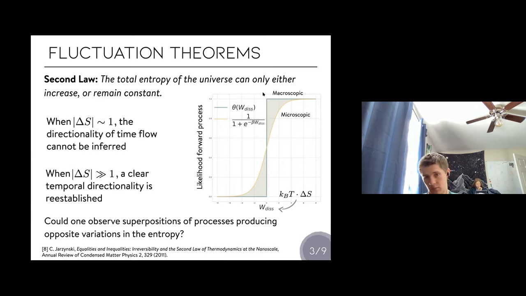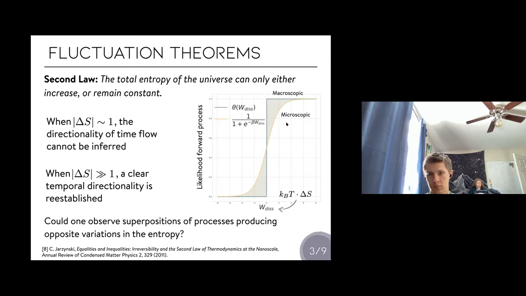And this would be described by a theta step function that goes with the entropy production. Here, this is the dissipative work, but it's just basically the Boltzmann constant times the temperature times the entropy production. And so you would have that in the macroscopic case, this is described by the theta step function, whereas in the microscopic case, this is described by this function here. And so as you can see, people in quantum thermodynamics say that the arrow of time is blurred because there are some regimes of entropy production for which it is possible to observe both the forward or the time reversal process with just as likelihood.